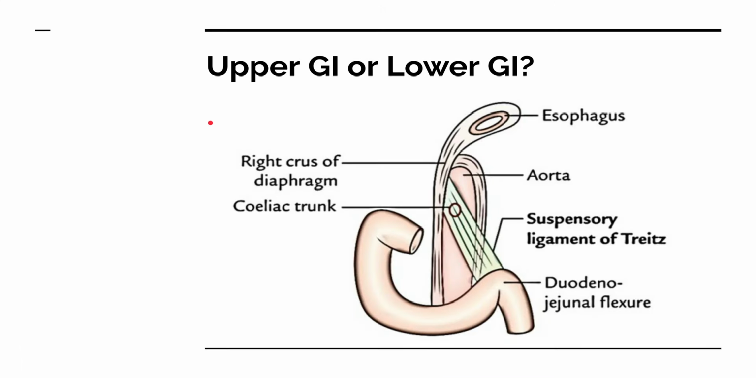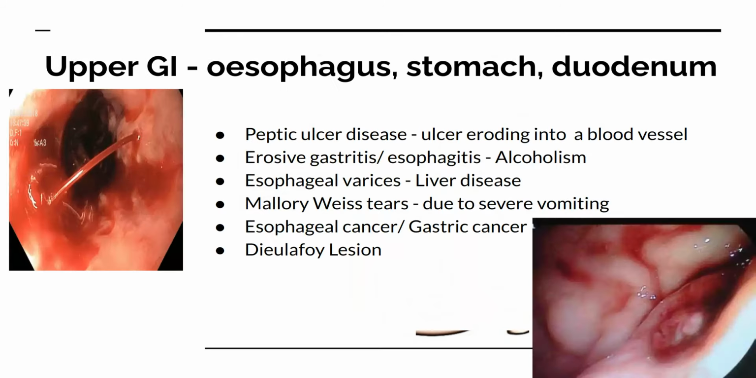So first of all, GI bleeding can be divided into upper GI bleeding or lower GI bleeding. Upper GI bleeding is usually considered as bleeding which occurs proximal to the ligament of Treitz. This includes the esophagus, stomach, and the duodenum. And the bleeding that occurs distal to the ligament of Treitz is considered as lower GI bleeding, and this includes the jejunum, ileum, the large intestine, and the rectum and the anus.